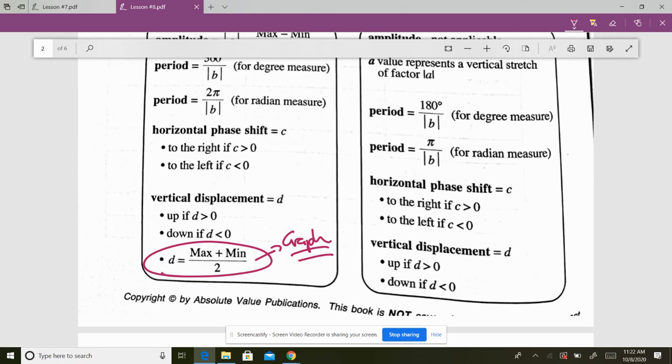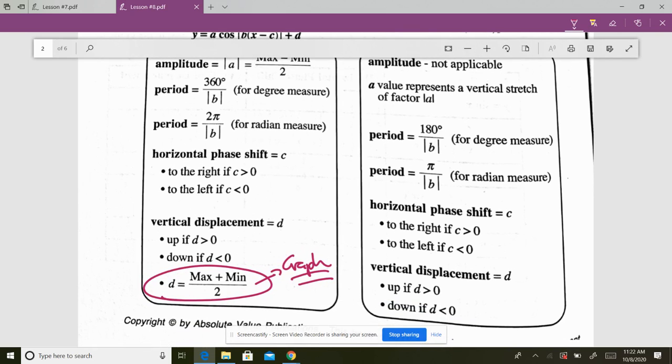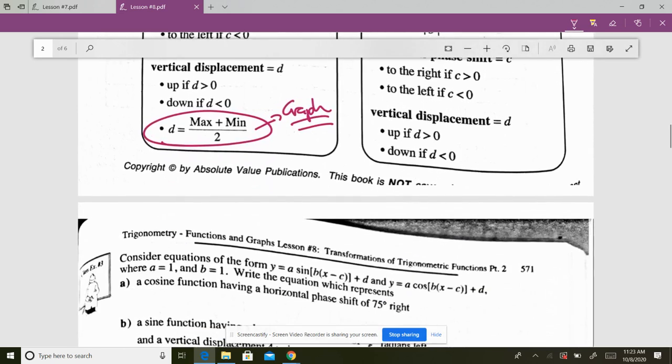And I'll do one example of that in a sec, okay? And then the tangent, same thing as before. You can't do the D value from a graph because you don't know the max and the min for a tan graph. All right. Next page.